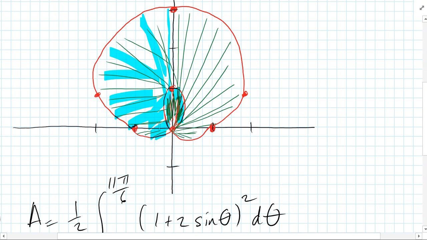I don't have to subtract out the same half. I can go from 7 pi over 6 to 3 pi over 2, or I can go from 3 pi over 2 to 11 pi over 6. It doesn't matter. Whichever one you want to do. Why do you choose that half of the shape? Because that way I don't have to deal with my whole negative.